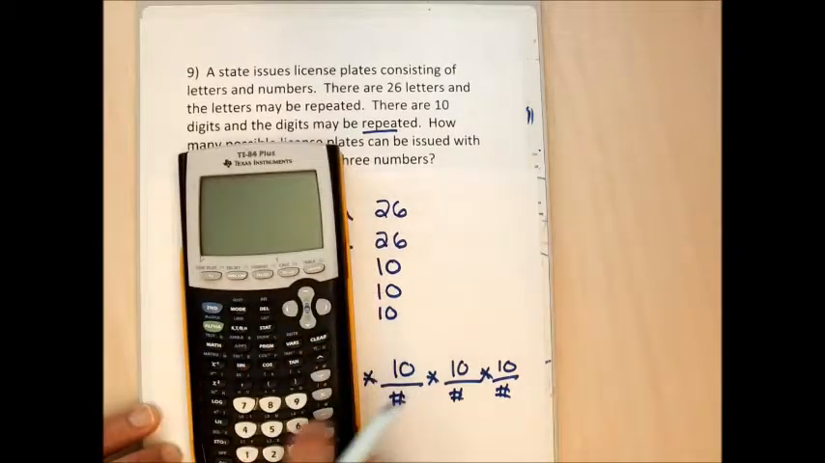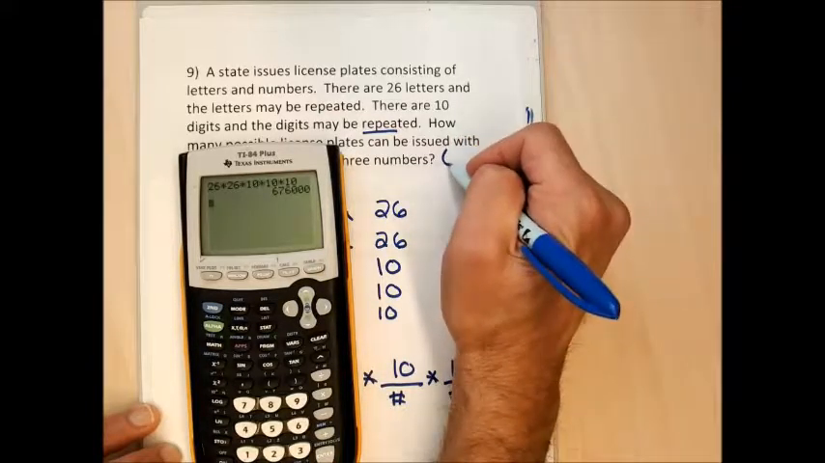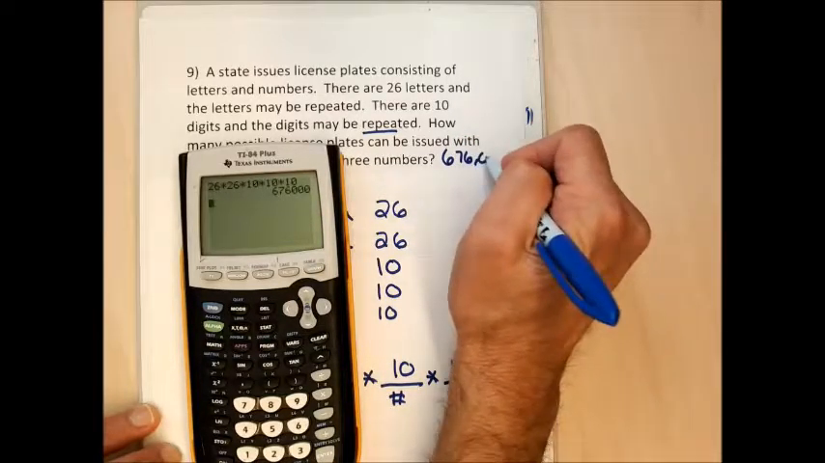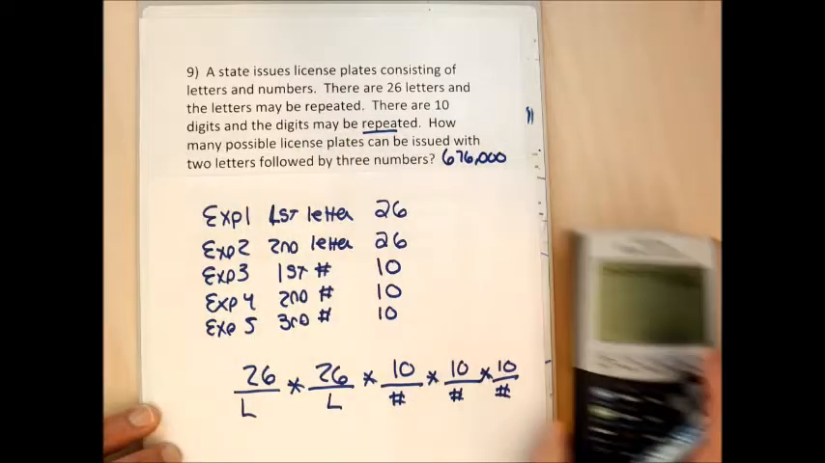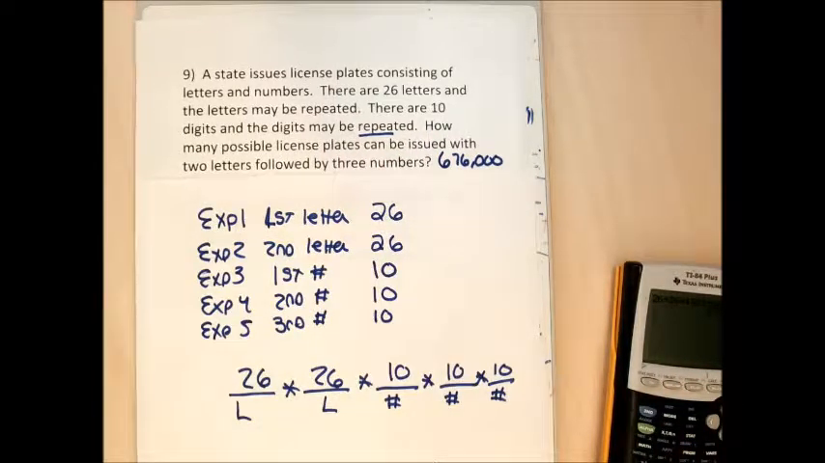If I multiply all these together, so 26 times 26 times 10 times 10 times 10, I get 676,000 different license plates that have 2 letters followed by 3 numbers, assuming you're allowed to repeat letters and repeat numbers, and that's where we'll leave that.